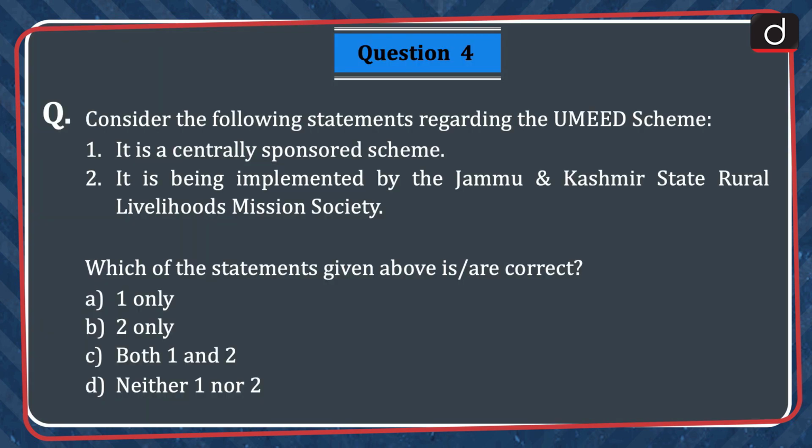Next question is, consider the following statements regarding the UMEED scheme. 1. It is a centrally sponsored scheme. 2. It is being implemented by the Jammu and Kashmir State Rural Livelihoods Mission Society. Which of the statements given above is or are correct? 1 only, 2 only, both 1 and 2, or neither 1 nor 2? The correct answer is option C, both 1 and 2.